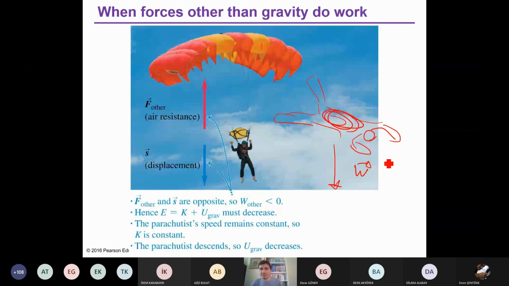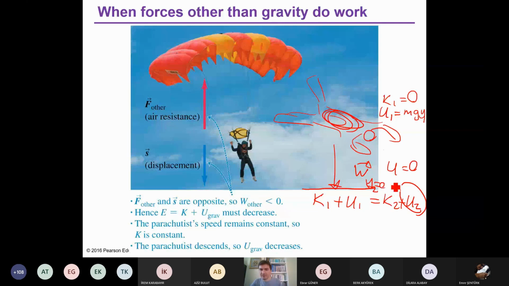Then what about the conservation of mechanical energy? Kinetic energy 1 plus potential energy 1 is equal to kinetic energy 2 plus potential energy 2. Let's consider that it starts from rest, so K1 is 0. This is the initial gravitational potential energy, mgy1. Let's consider that this is the ground and it goes to the ground. So the final gravitational potential energy, when y2 is 0, is 0.